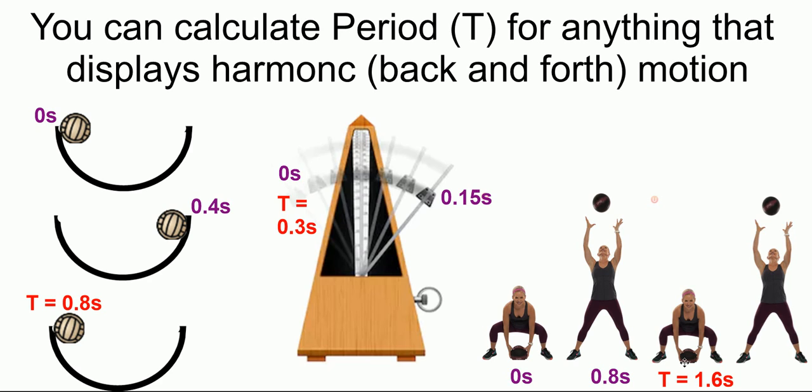Okay? That's it. Anything that moves in harmonic motion, if you calculate the time to make one back and forth trip, you've got its period, capital T.